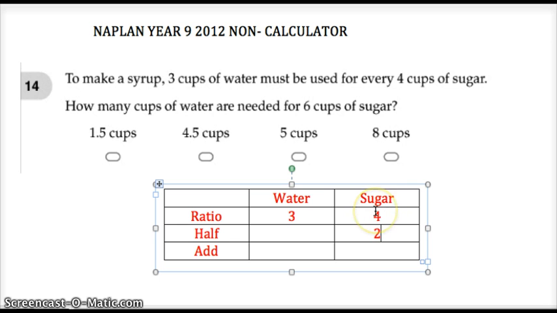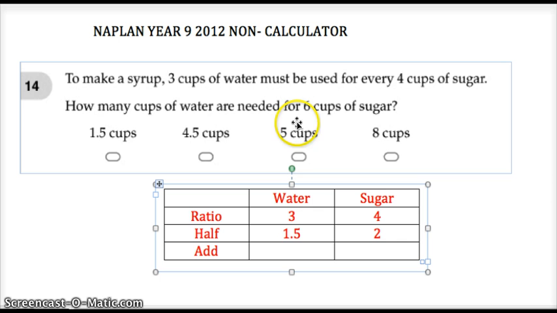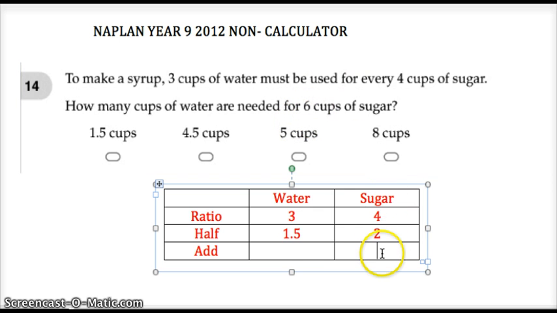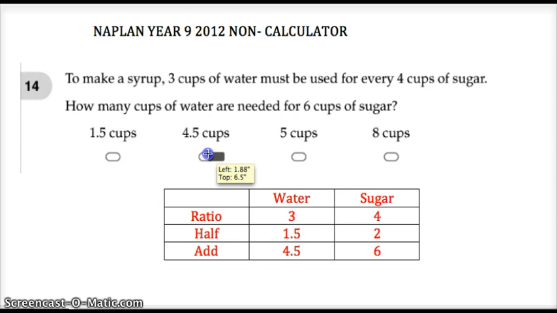So if 4 cups of sugar needs 3 cups of water, then to halve, if we do 4 divided by 2, that's 2. We can now do 3 divided by 2, and that's 1.5. So 4 cups of sugar needs 3 cups of water, so 2 cups of sugar needs 1.5 cups of water. In the question they're asking us how much water for 6 cups of sugar. If we add this 4 and 2, we get 6 cups, and if we add the 3 and the 1.5, we get 4.5 cups. So the answer is 4.5.